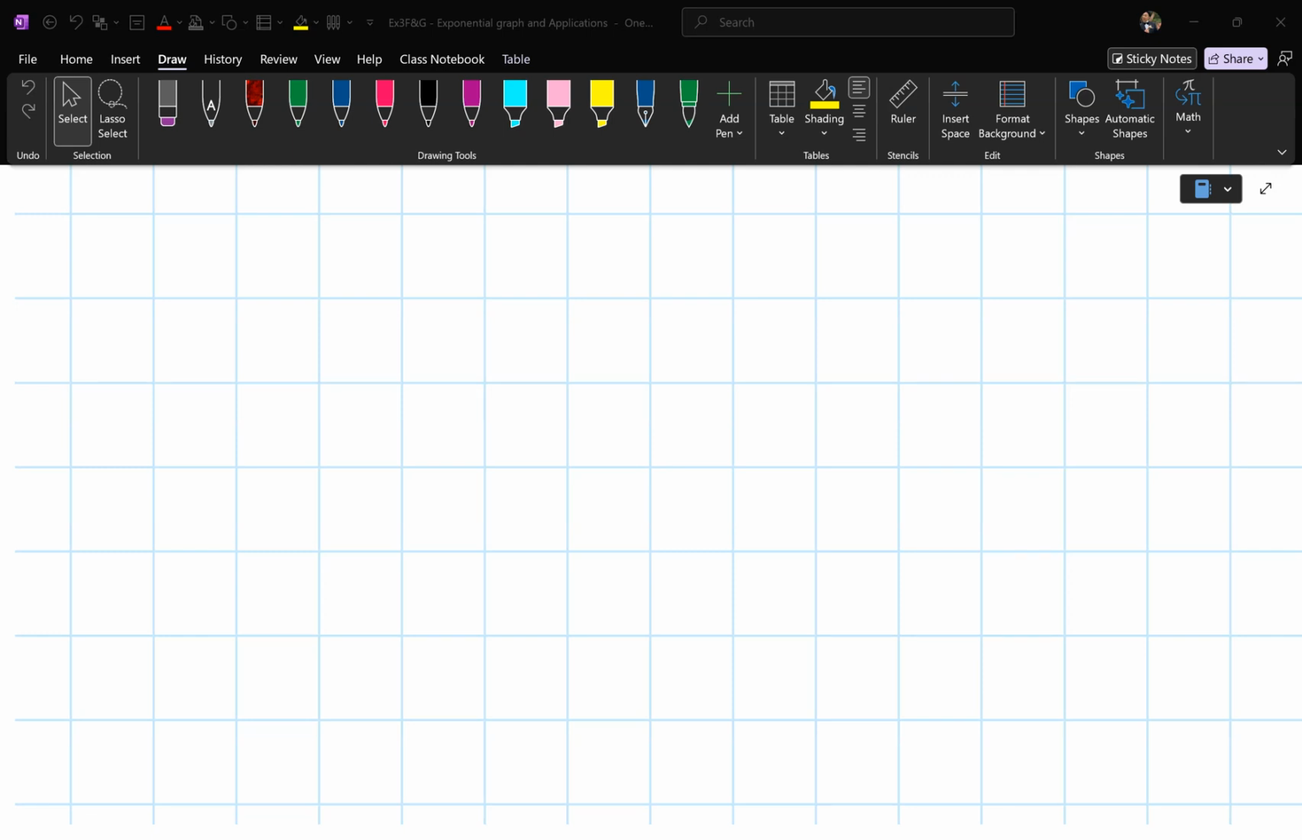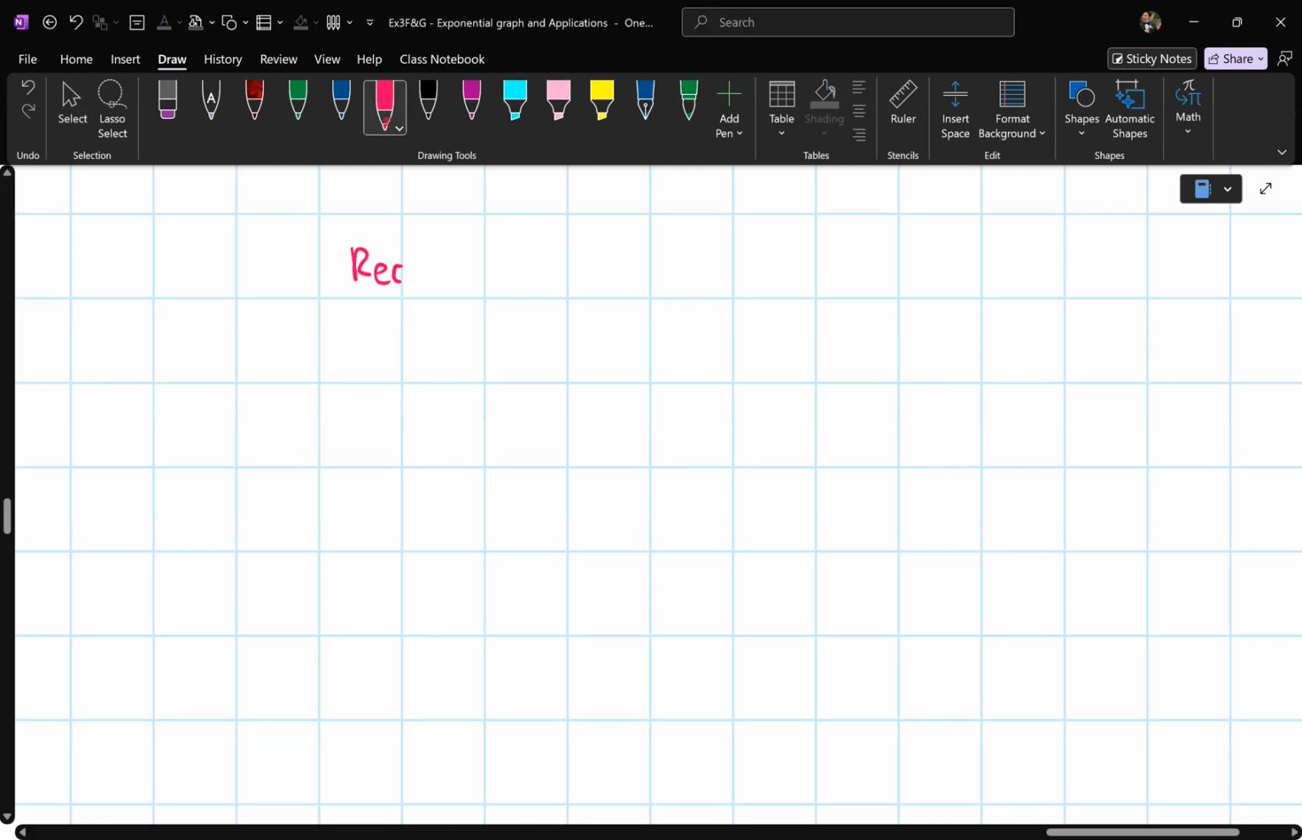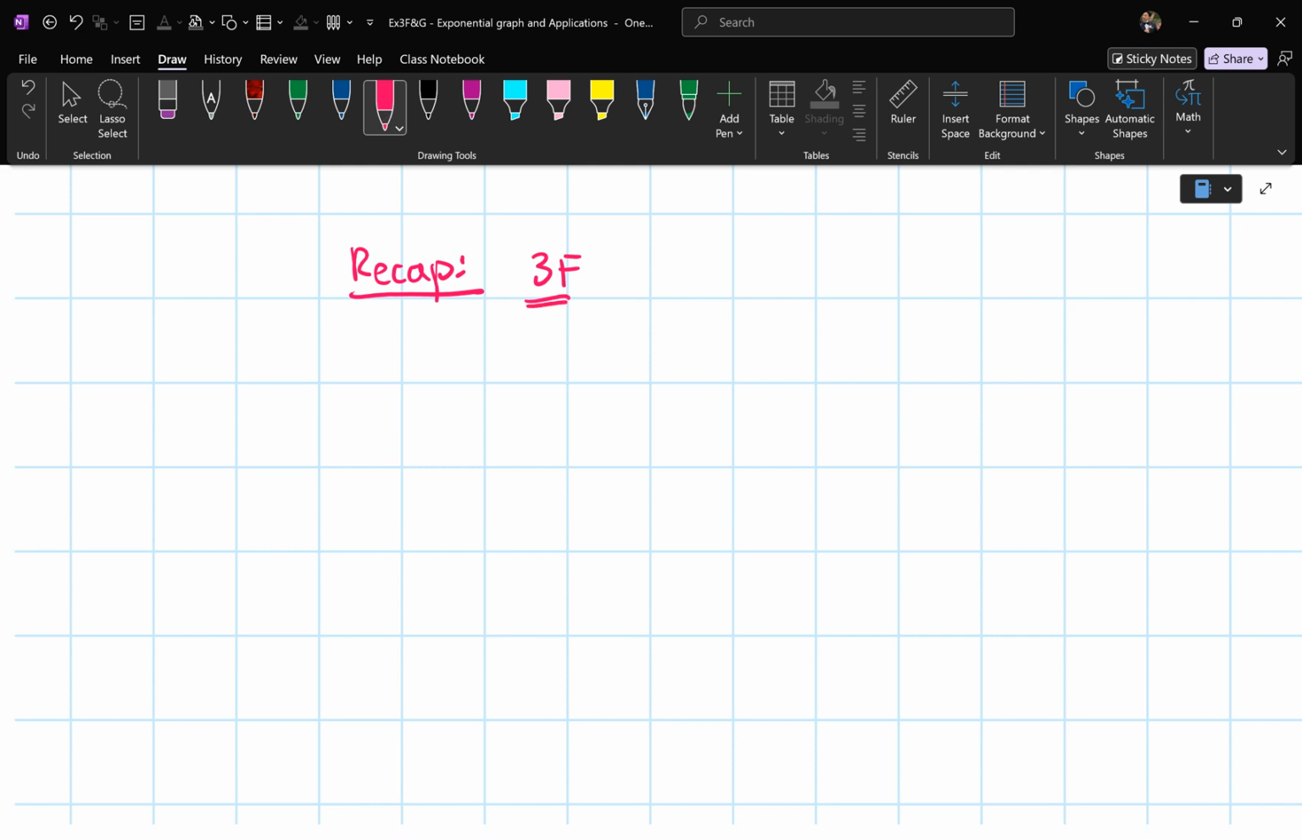What we were doing. So let's recap. Last session, let's recap the essence of exercise 3F. Okay, so 3F was about the graph of an exponential. You don't have to write this in, this is just me recapping for now.